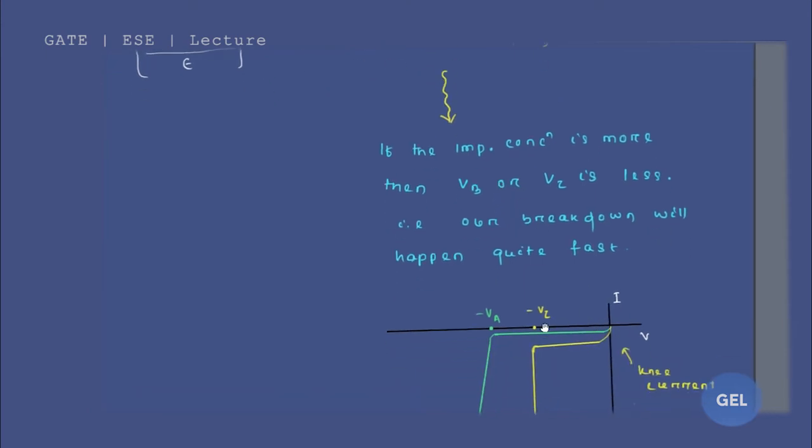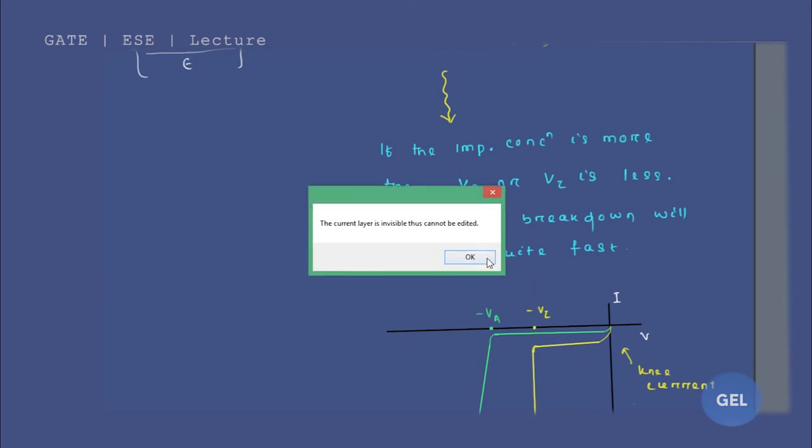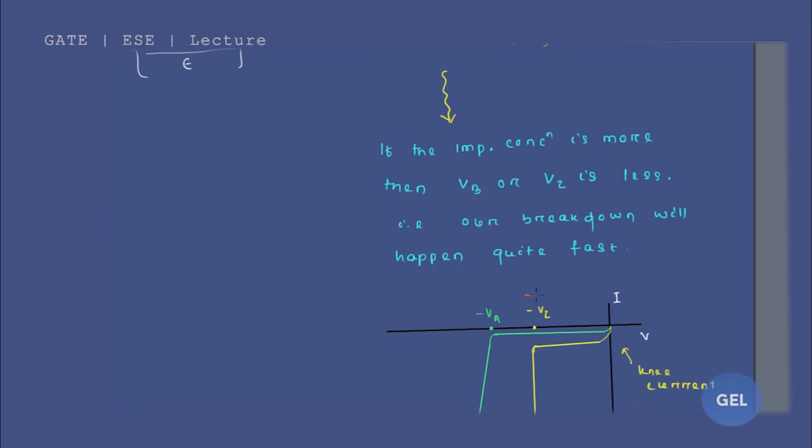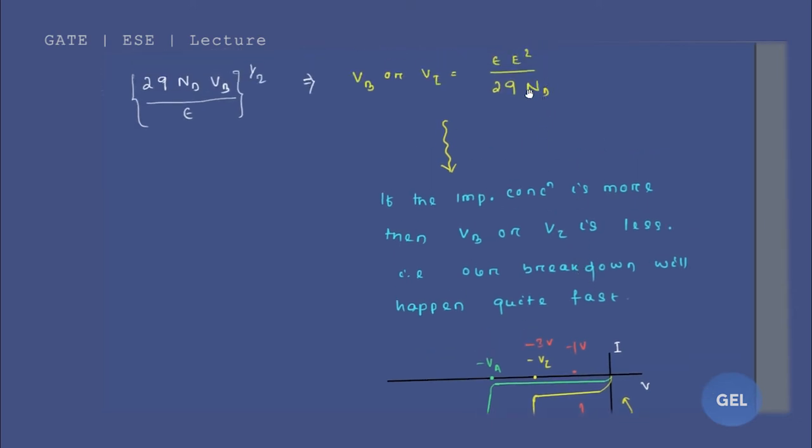Now look here carefully, Zener breakdown happened here, we are getting our Zener voltage here. That means we keep increasing the voltage, and at this point breakdown happens. I want that if this happened at -3 volts, I want to find my Zener breakdown at -1 volt. You got my point? So for that, I need to increase this doping concentration.